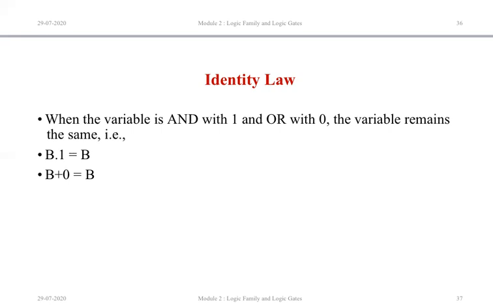Now b can be 1 or b can be 0. That is later on. So this is the identity law. The variable value remains the same when you are ANDing it with 1 or ORing it with 0. Okay. So the identity law.